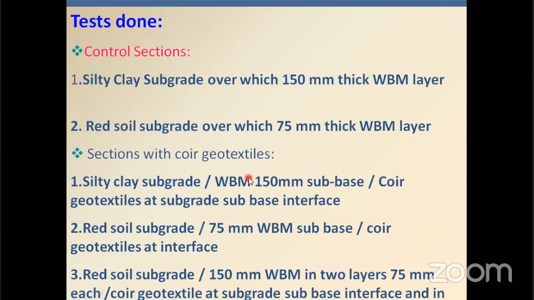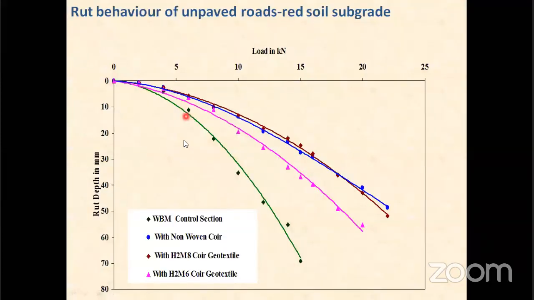Then coming to the sections with coir geotextile, the silty clay subgrade, we use coir geotextile at the subgrade subbase interface, and the red soil subgrade also we put it as the interface. Then we tried two layers of coir geotextiles also. So this is the rut behavior we got. This is the WBM control section, and this is the control section with non-woven coir geotextile. We have with the H2M8 coir geotextile, and H2M6 we have.